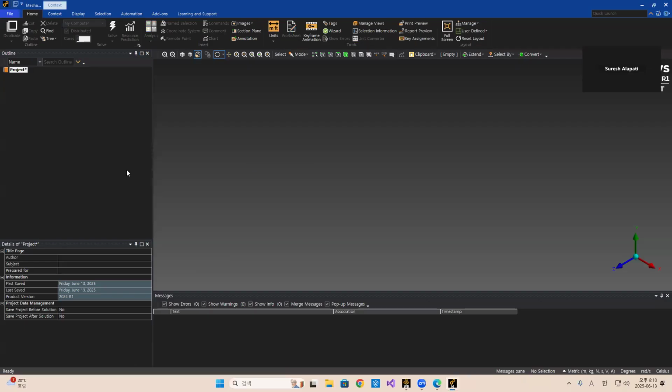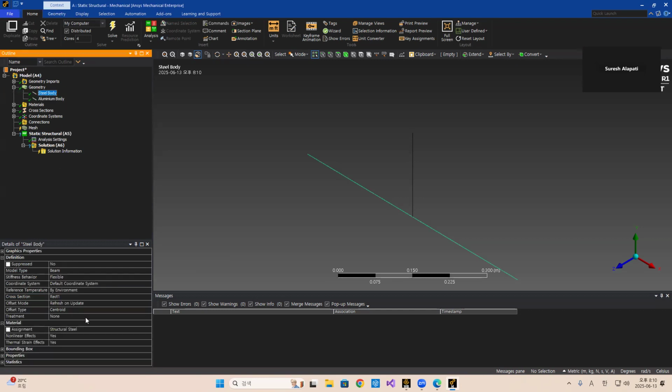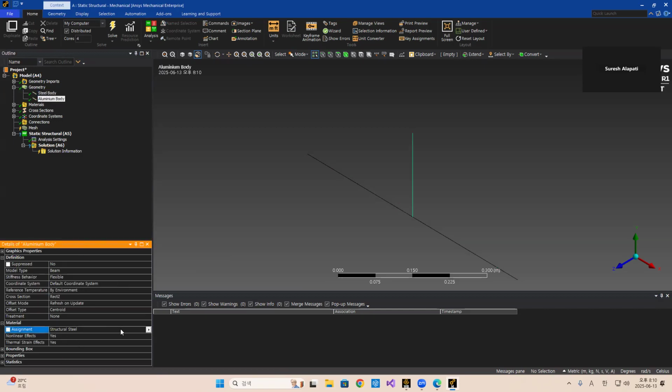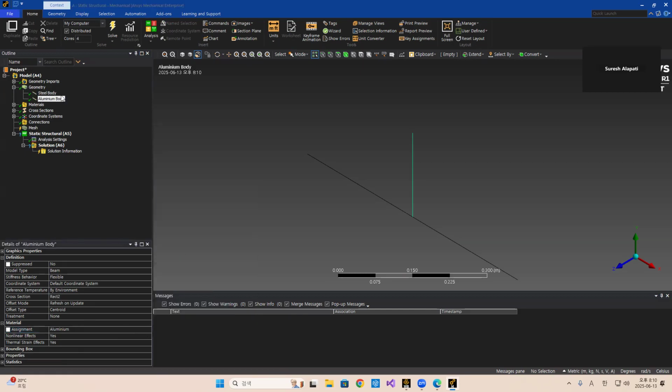In the model, the first thing you have to do is assign materials. By default, it assigns structural steel. So for the steel body, assign structural steel, which is automatically there. You don't need to change anything. But for the aluminum body, this one should be assigned to aluminum. So steel body, structural steel; aluminum body, aluminum.